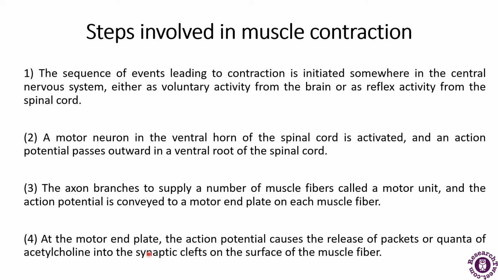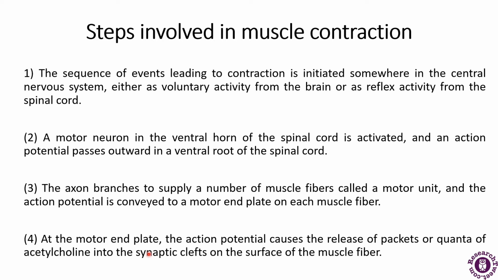The second step is when the motor neurons come into action. The motor neurons in the ventral horn of the spinal cord are activated and an action potential passes outwards in a ventral root of the spinal cord. This is the function of the motor neuron. Next comes the axon. Axon is also a part of a neuron. A neuron consists of various parts, for example, dendrites, cell body and axon.